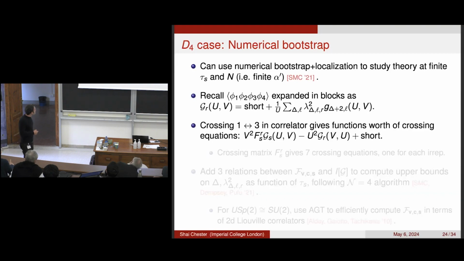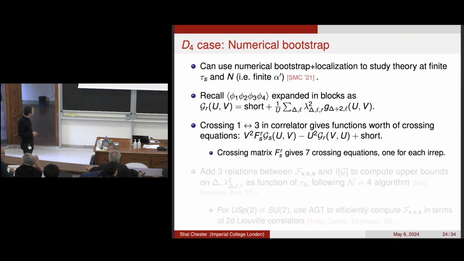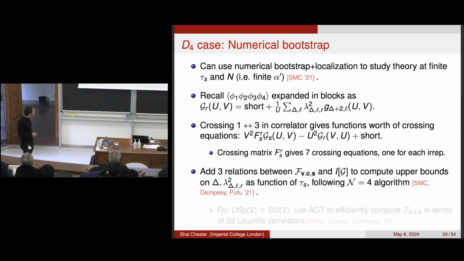Then the next step is that we have crossing symmetry, which is the fact that you should be able to permute these four operators and the right-hand side shouldn't change. On the other hand, the block expansion does change when you permute it, and so demanding that the block expansion should be the same gives you a function's worth of crossing equations, which we write as this equation. Basically, this thing has to equal 0. In particular, there are 7 crossing equations. In addition to these crossing equations, we can also add in the 3 localization constraints, which are the things we were discussing before. And that allows you to input the value of tau into your system of constraints.